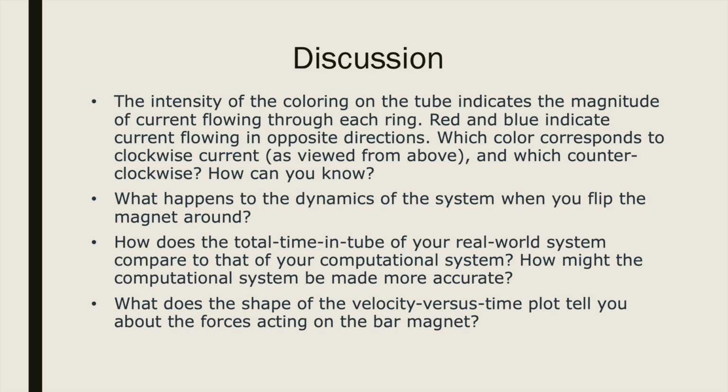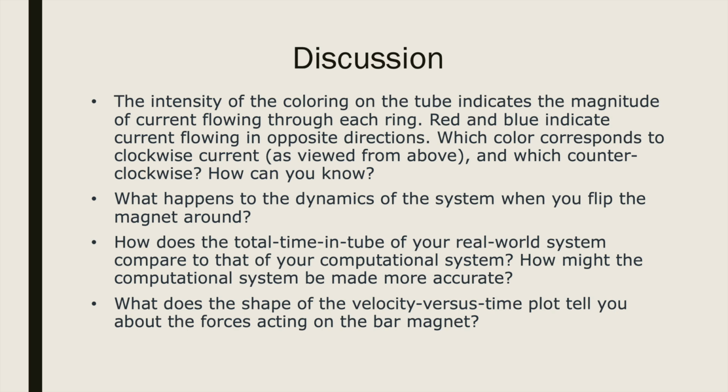In the real world, the magnet falls more slowly at 1.36 seconds than in the simulated system, which was 1.141 seconds. There is a small difference, but this difference can be due to factors such as air resistance or friction. The computational system can be made more accurate by accounting for air resistance or drag force and human errors.